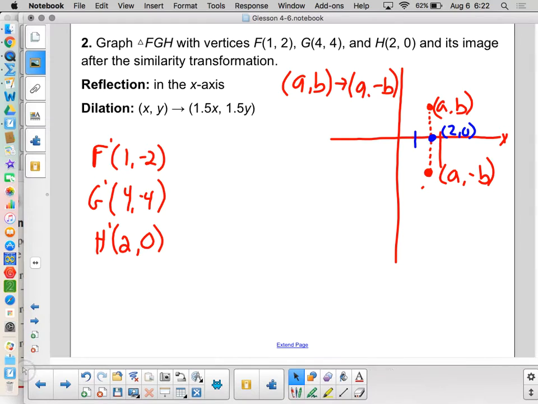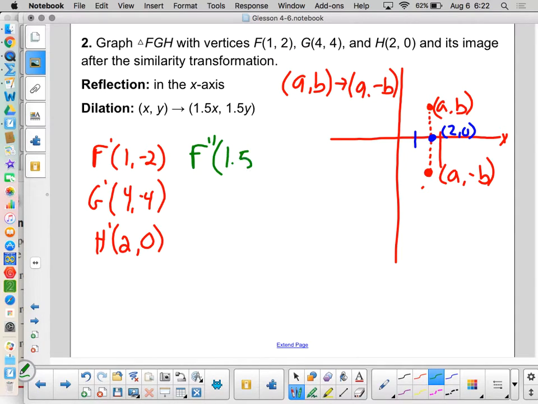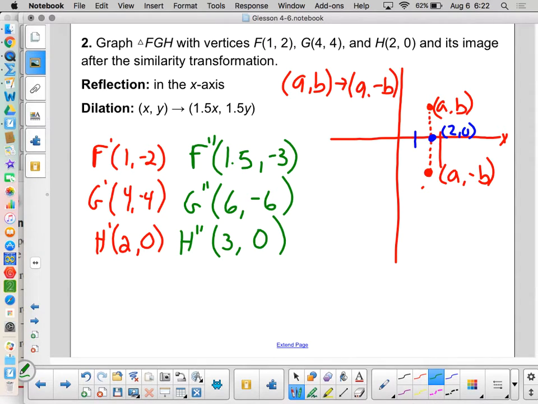Next is dilation. We're going to multiply each of those by 1.5. So F double primed: 1.5 times 1 is 1.5. 1.5 times -2 is -3. G double prime, 4 times 1.5 is 6 and -6. H double prime, 2 times 1.5 is 3, and 1.5 times 0 is 0. So now we've got our new coordinates. Simply plot them. Boom, done.